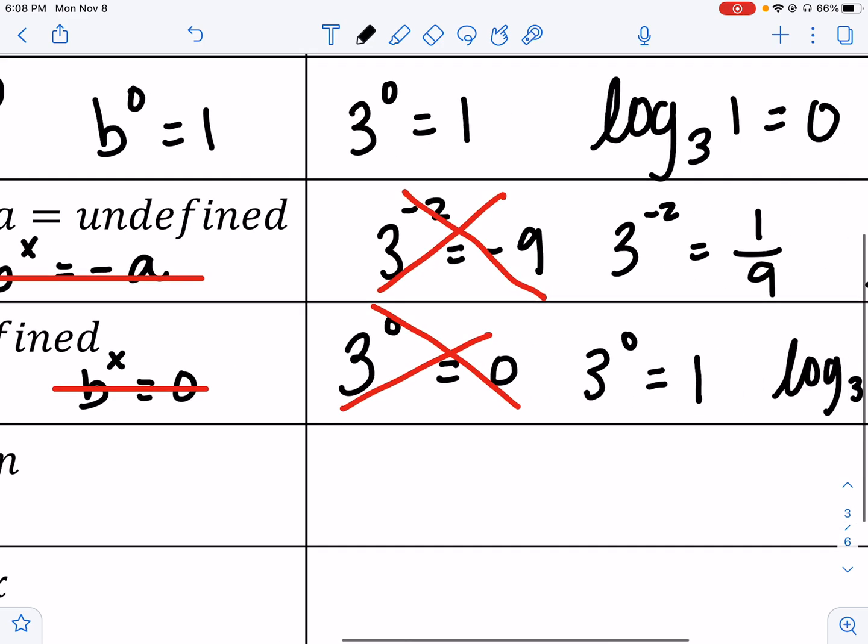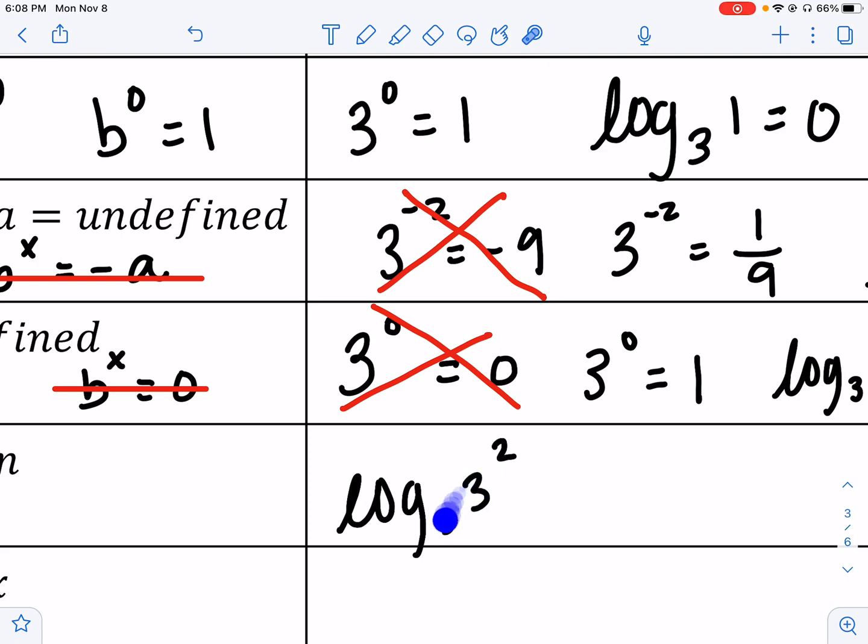So our example here might be log base 3 of 3 to the 2. I notice that my base and my argument are the same. When that happens, the exponent up here on our argument becomes the final answer. So that would be 2.